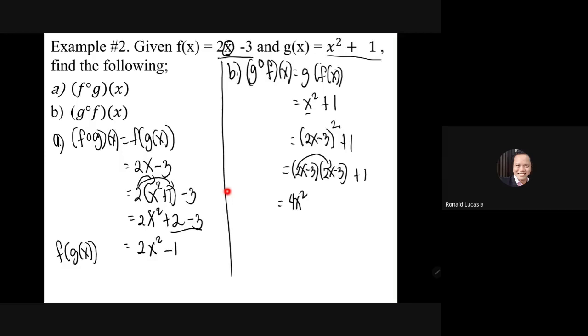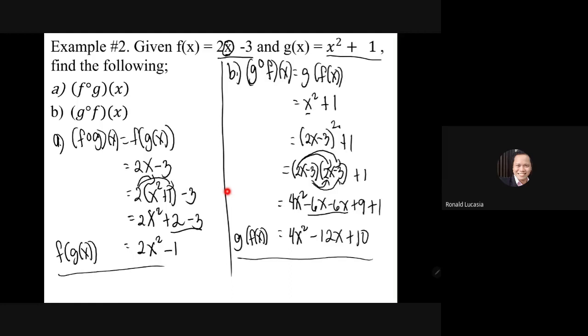2x times 2x, that is 4x squared. 2x times negative 3, that's negative 6x. Negative 3 times 2x, that's negative 6x. Negative 3 times negative 3, that is positive 9. Tapos copy mo yung 1. Mapapansin mo, parehas ito. So pwede mo siyang i-combine. Ang 4x squared can no longer be simplified kasi wala siyang kaparehas. And then, bring down mo lang, and the negative 6x minus 6x, that is negative 12x. 9 plus 1 ay pwedeng i-simplify, that will be equal to plus 10. So yung ating g of f of x ay equal kay 4x squared minus 12x plus 10.